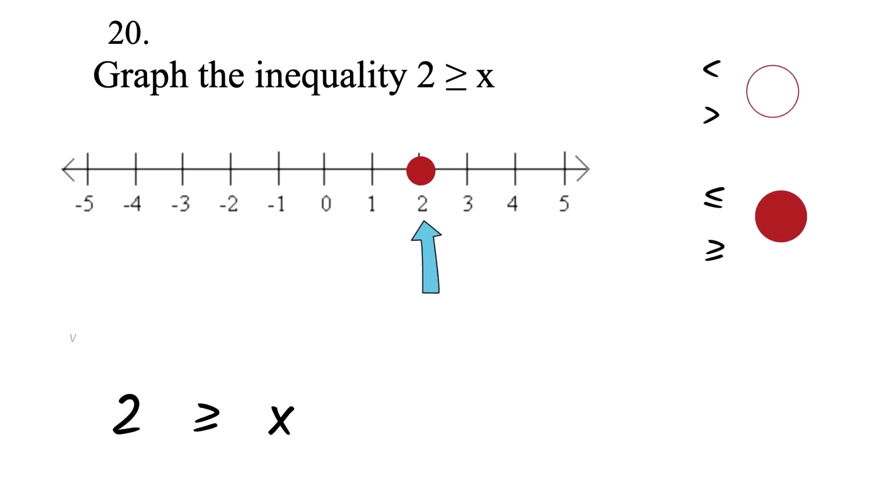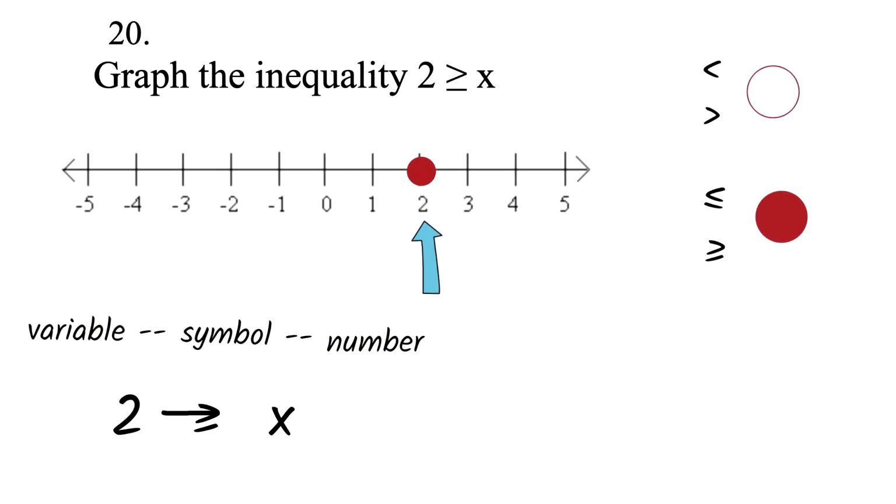We said if the inequality is in the form variable, inequality sign, and the number, the direction of your arrow will be the same as the direction of the inequality sign. This is not in the form, so your arrow will face the opposite direction as the inequality. Here, normally, your arrow will face this way, but now it will rather face this way. So we will draw our arrow here.